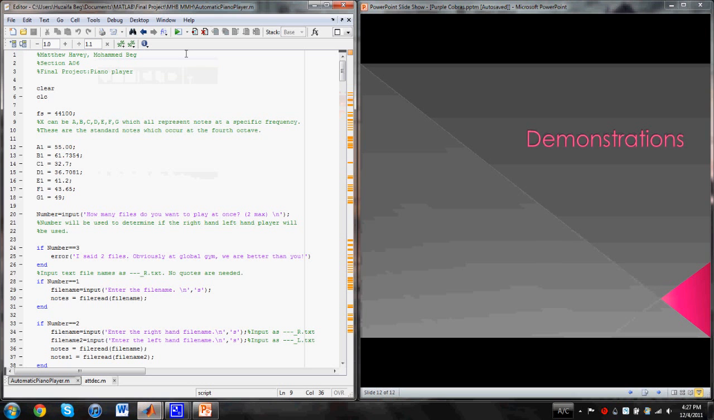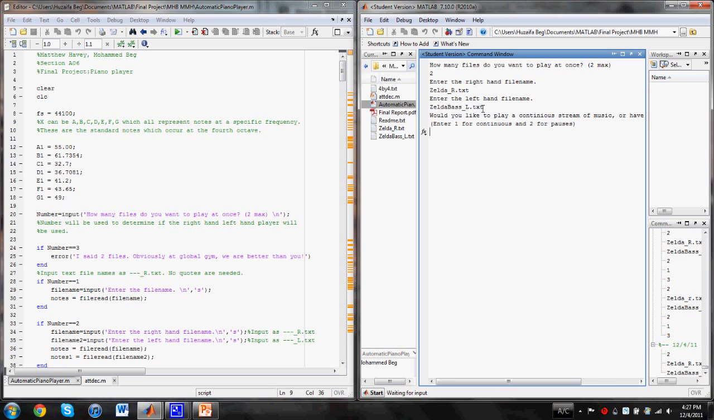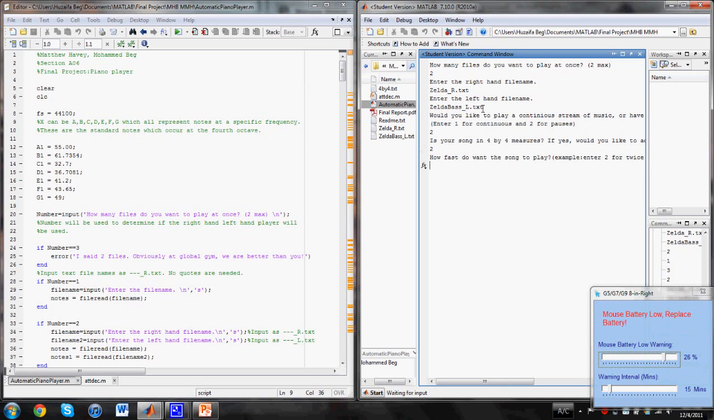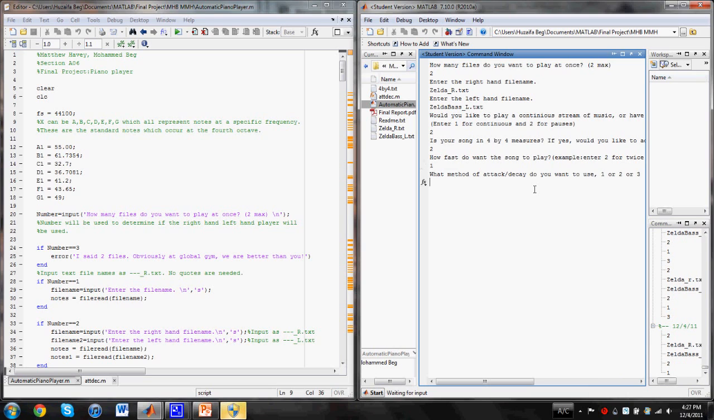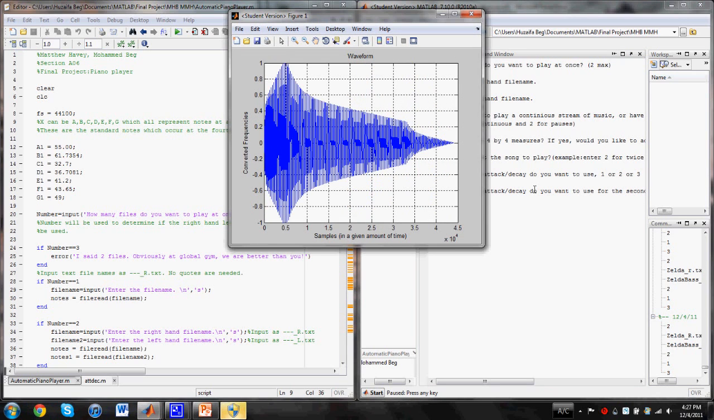So I'm going to load up our script, plus start. How many files do you want to play? Let's play both of them. And right hand, Zelda R dot text, Zelda base L dot text. Let's play with pauses. It's not in 4x4 measure, so enter 2. How fast do you want that song to play? Let's play at the same speed. Use some different methods of attack and decay. And there you go. It plays measure by measure.